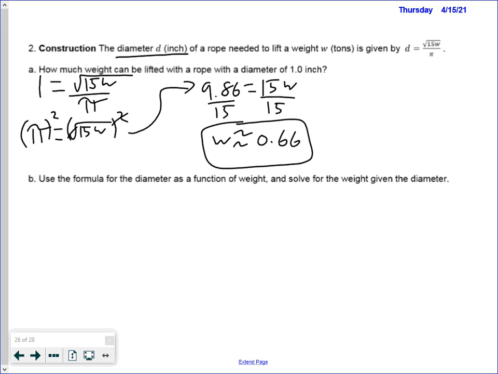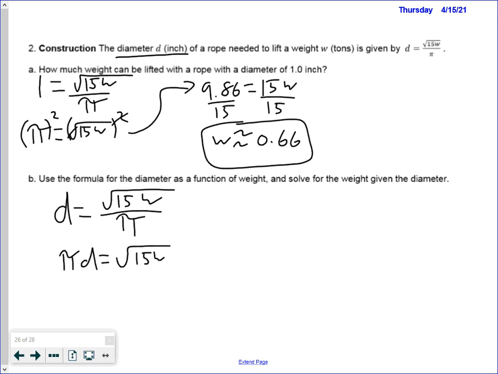So now we're going to use the formula for the diameter as a function of weight and solve for the weight given the diameter. So I'm just saying that we want to solve for our inverse of D. So we have D equals the square root of 15W all over pi. And we want to solve this for W, or in other words, we're solving for our inverse. So we're going to multiply both sides by pi. So we get pi times D equals the square root of 15W.